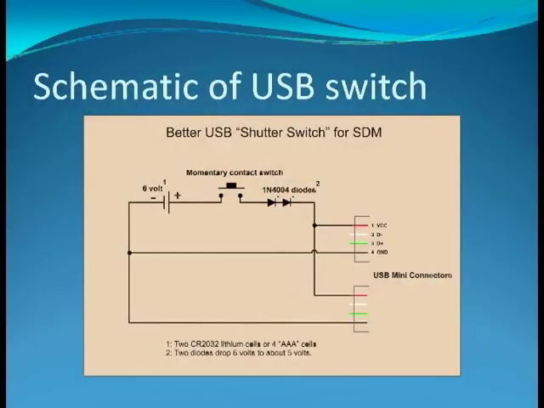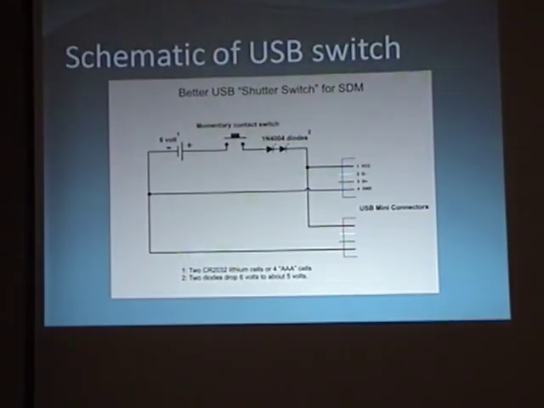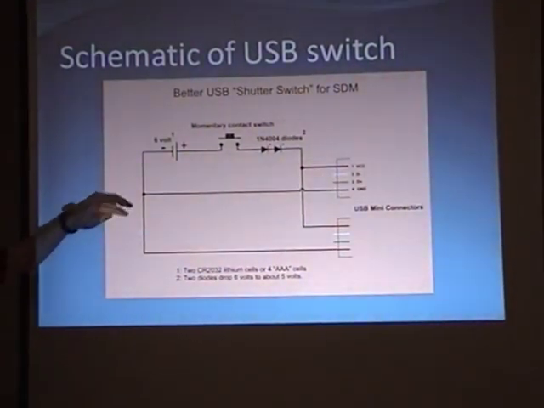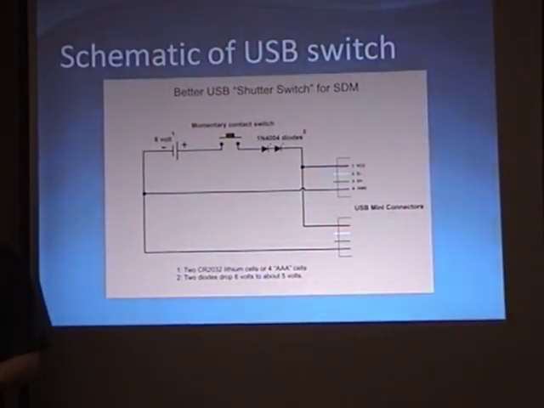Well, a simple way of doing this is to use a 6-volt battery, 4 AAA cells, or 2 of the little lithium coin cells, and then put 2 diodes. These are little semiconductor devices, each of which will drop the voltage by about half a volt. So now we start out with 6 volts, we drop it down to 5 volts, to give the cameras what they really want, and as this voltage starts slowly decaying, we probably get all the way down to about 4.5 volts before the cameras start working funny.